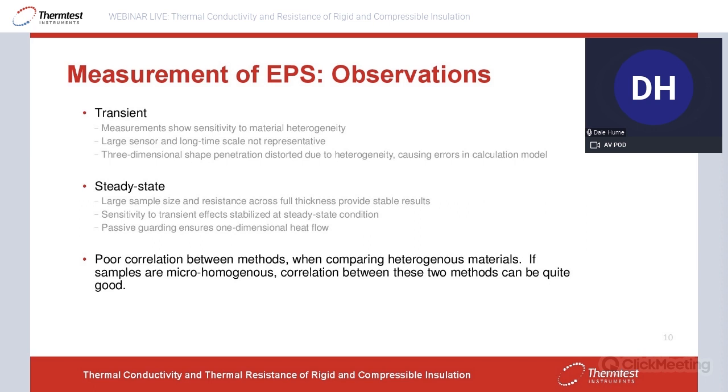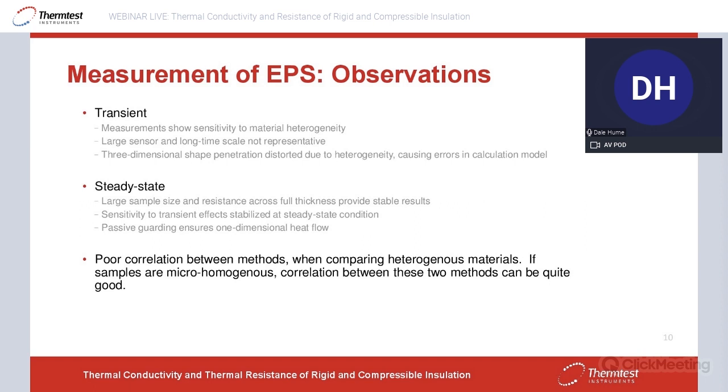Steady state, there's a large sample that is used as the measurement, and that's on purpose by design. In this case, it was 1 foot by 1 foot by 2 inches thick. There is the sensitivity to the transient effects are stabilized at the steady state condition. Again, often that data is used in a simulation where steady state is the desirable use of that data. So there's poor correlation between the methods in this case because the materials are heterogeneous. If those samples are micro-homogeneous or very homogeneous, the correlation between these methods can be quite good.